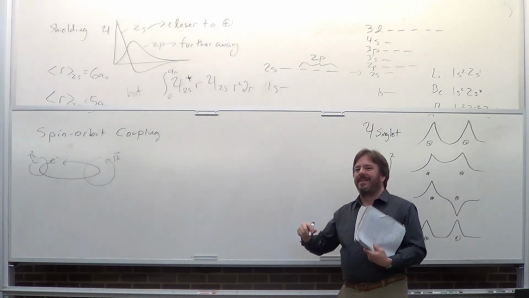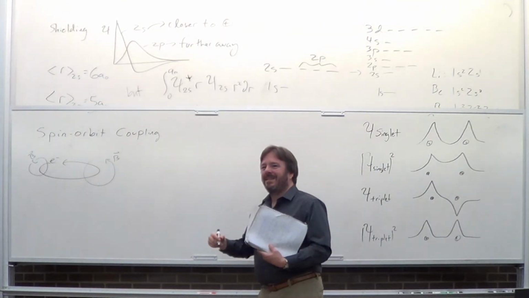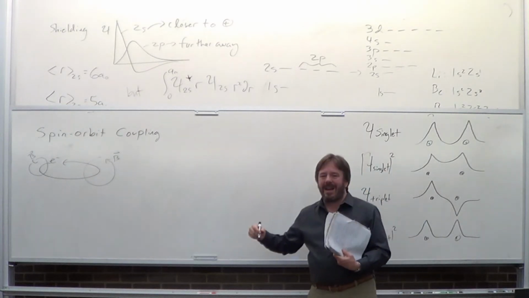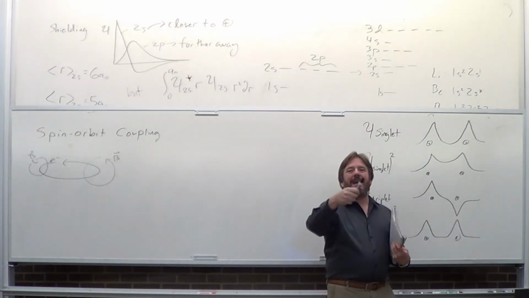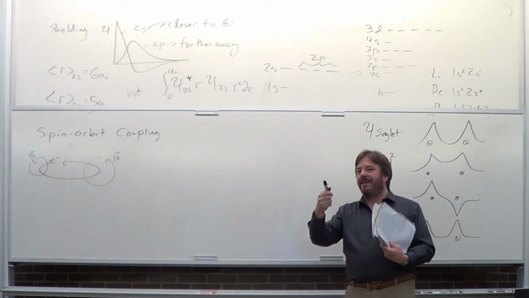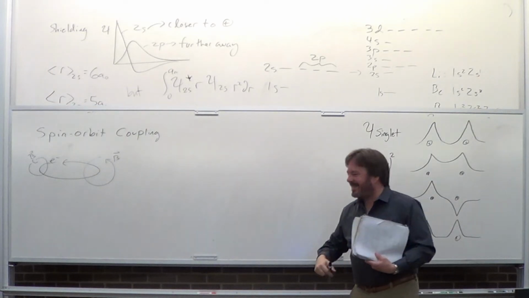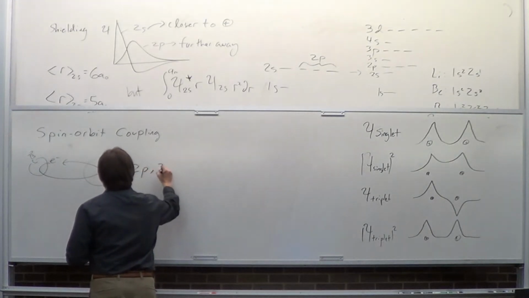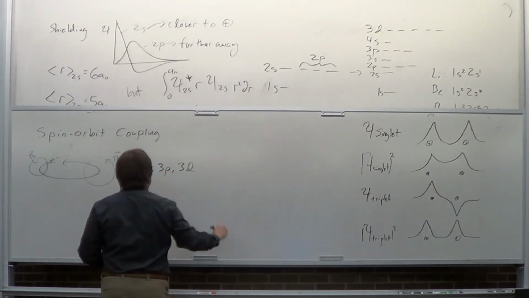1s's are not turning. They have no angular momentum. S states have no angular momentum. I'm talking about rotating. So 2p. And what about a 1p? Right, doesn't exist. So a 2p, 3p, 3d. These guys are rotating.